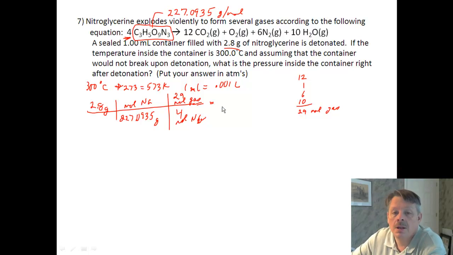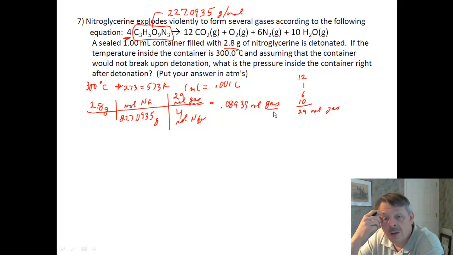All right, this is going to create 0.08939 moles of a gas. In fact, of all gases. All right. So again, I don't care what the gas is, right? But that's how many moles of gas I am going to be producing. All right. That was kind of a tricky question, right?